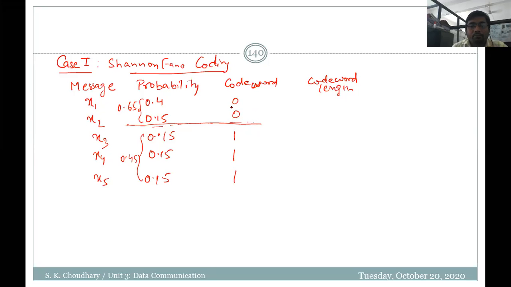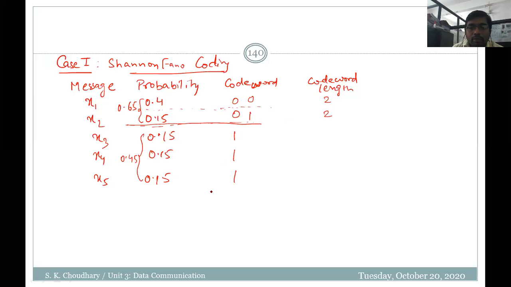partitioned. So it would be partitioned again. When you do the partition again here, it would get 0 and 1. And these two messages, x1 and x2, would not be further partitioned. So it is the final value of the code word. X1 is 0 0, so the length of the code word is 2. X2 is 0 1. It is again 2.